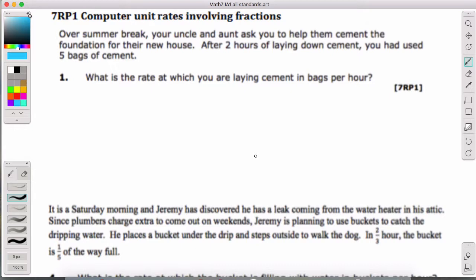And don't forget to go in with Mr. Tesseroni, Mr. Dixon, Mr. Kochevar, or Miss Allen to retake your test for any sections that you were struggling with. All right, so here we go.